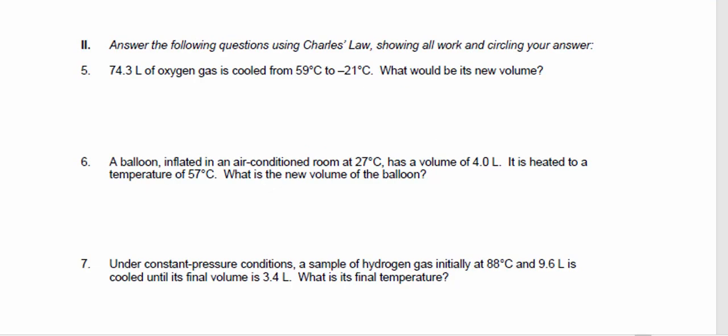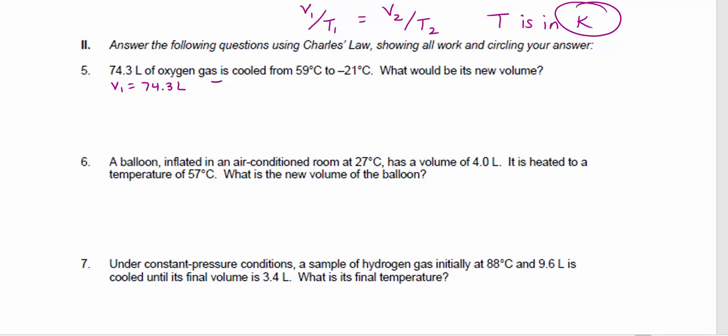Now we're going to work with Charles' law. Charles' law is a directly proportional relationship of volume and temperature. So V1 over T1 is equal to V2 over T2, and T is in Kelvin, always Kelvin. So I have a volume, 74.3 liters of oxygen gas, cooled from 59 degrees Celsius, so I have a T1, and it's given to me in degrees Celsius, so I need to convert that into Kelvin.